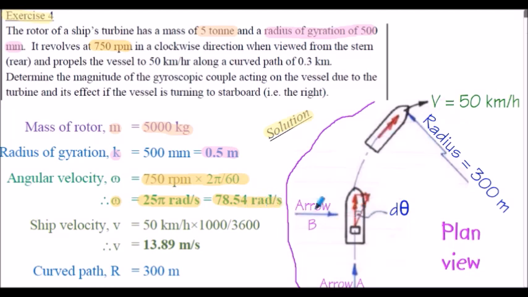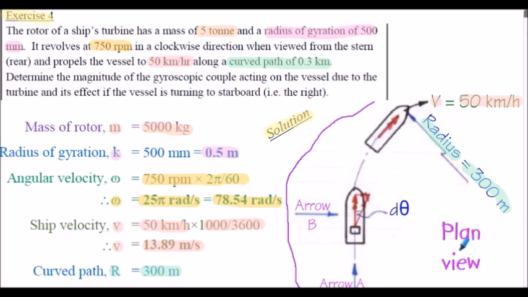We also need to convert the ship's linear velocity from kilometers an hour into meters per second. So V is 13.89 meters per second. That's converting this velocity here, as given in the question. So R here converted to meters, that's 300 meters. That's the radius of the curved path.